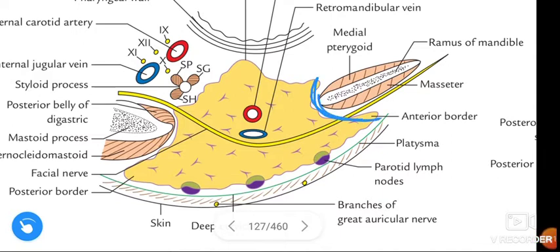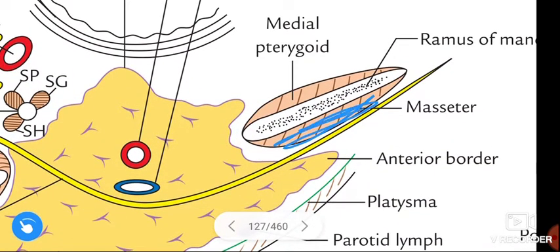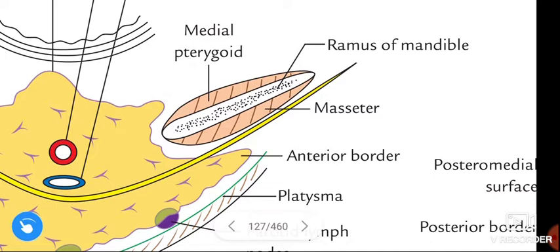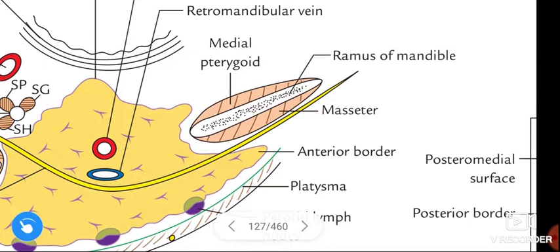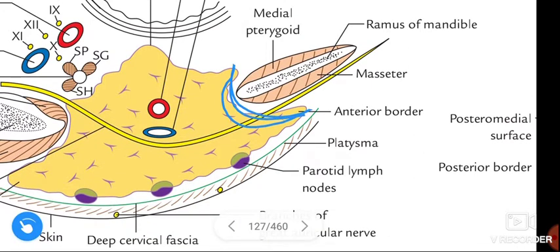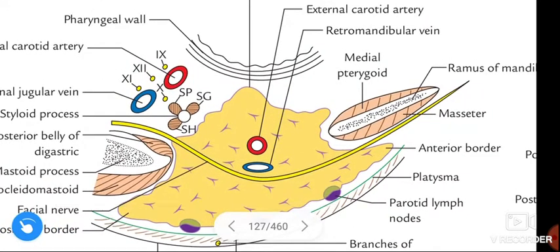This is the anteromedial surface of the parotid gland, and it is related to the masseter muscle, medial pterygoid, posterior border of the ramus of the mandible, and lateral aspect of the temporomandibular joint.